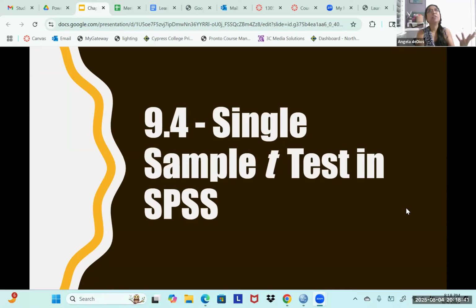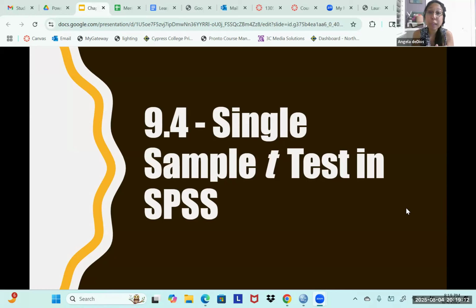So you might be asking yourself, well, then, Dr. DeDios, why are you making us learn how to do it by hand? It's to help you understand the concepts and the ideas behind the numbers. The numbers aren't that important unless you know what they mean. You can calculate a number really easily. You can get a computer to do it for you. But if you don't understand what it represents and what it means, then those numbers are not really useful to us.